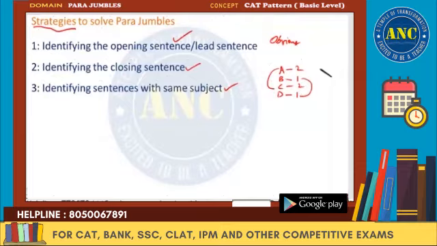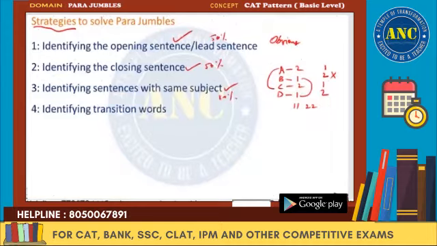Because otherwise, you can't say, I'll talk about idea 1, then idea 2, then again idea 1, then again idea 2. That is not a good way of forming a paragraph or a group of sentences. So I will try and tie up 1s and 1s together, 2s and 2s together. Identifying sentences with the same subject is something that can be applied for almost 80%. If I say that in half the cases you can identify the opening sentence or the closing sentence, in almost 80 to 90% of the cases you will be able to identify the same subject.